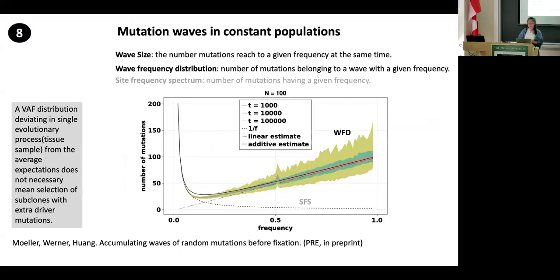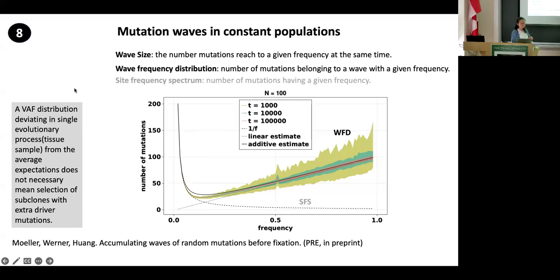So instead of looking at the variant allele frequencies, we can look at the wave frequency distribution. Basically, you take away the time information, while the distribution just has no mutations at a given frequency. You can see they overlap very well at low frequencies, but deviate a lot at high frequencies.